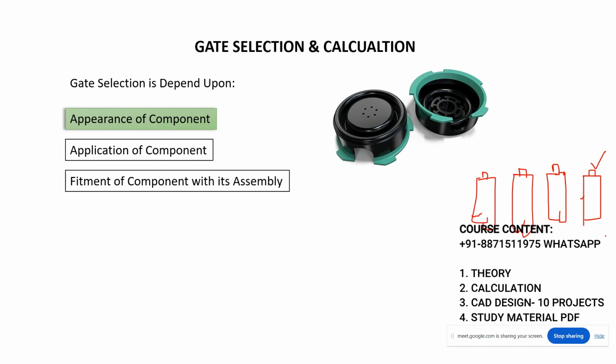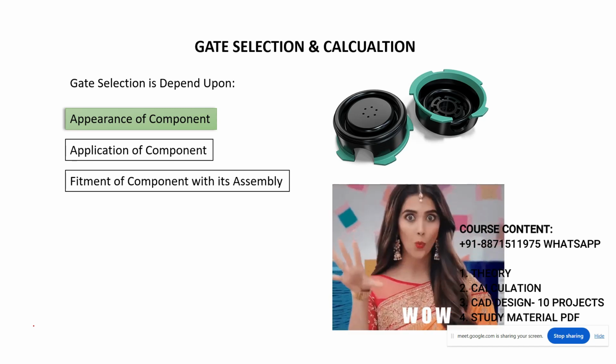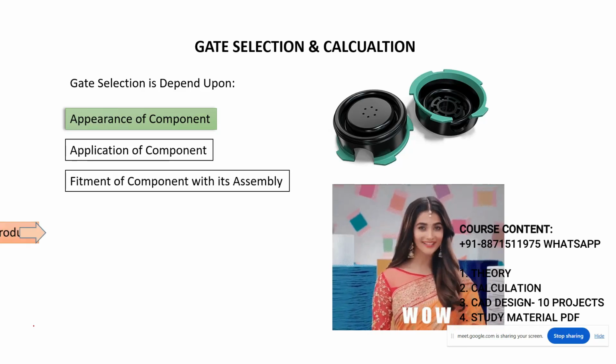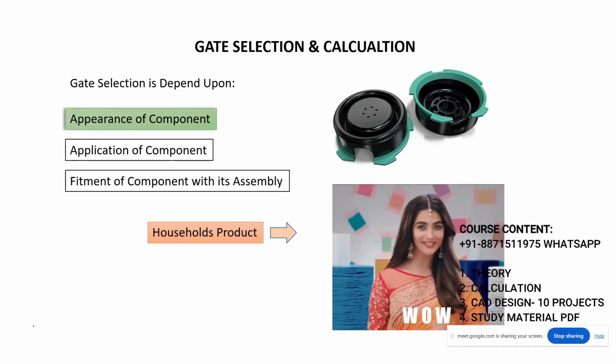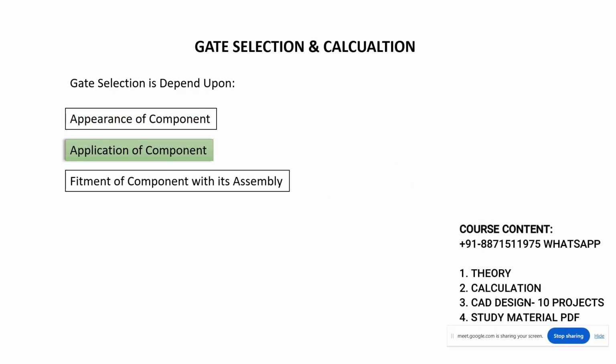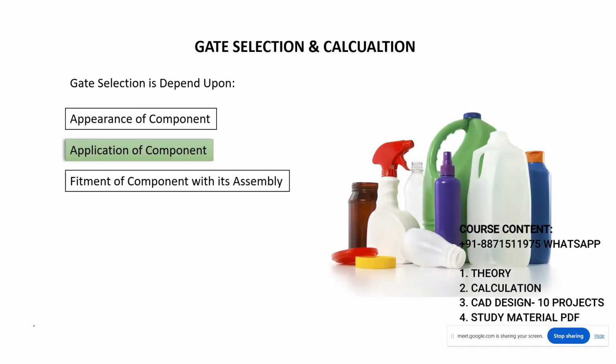Understood or not? Tell me. Generally, if I am talking about plastic material, we have to deal with household products or kitchenware products, right or wrong? It should look like a wow. If I am talking about household products, or automobile components, it should shine there. Understood or not? Okay. Application of the component. See here. Please reply to me. Is my voice clear? Is the screen visible?